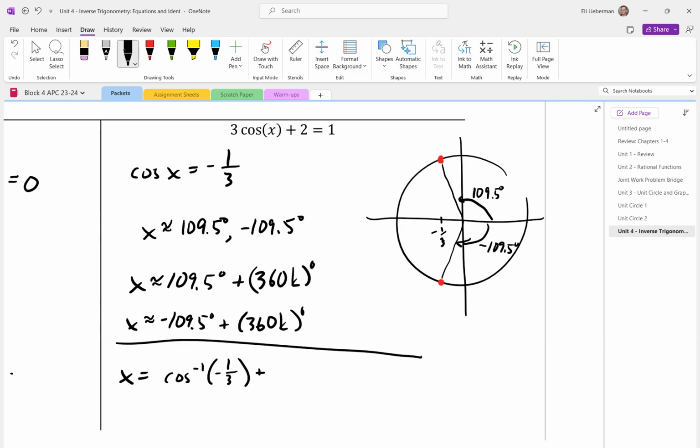Well, let's do this in radians. x equals cosine inverse of negative 1/3 plus 2 pi k. And the other angle would be either 2 pi minus cosine inverse of negative 1/3, or negative cosine inverse of negative 1/3 plus 2 pi k. If you're in radians, it'd be fine to say plus 360k as long as you're indicating that we're in degrees. Any questions?